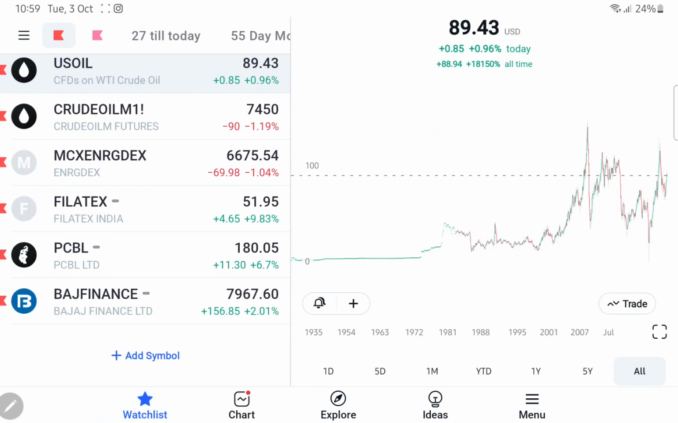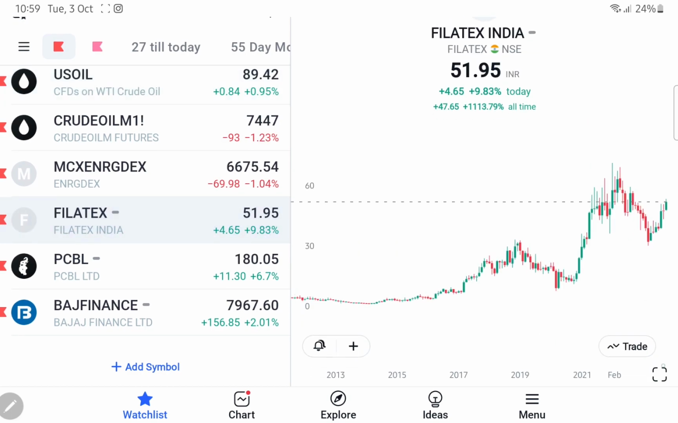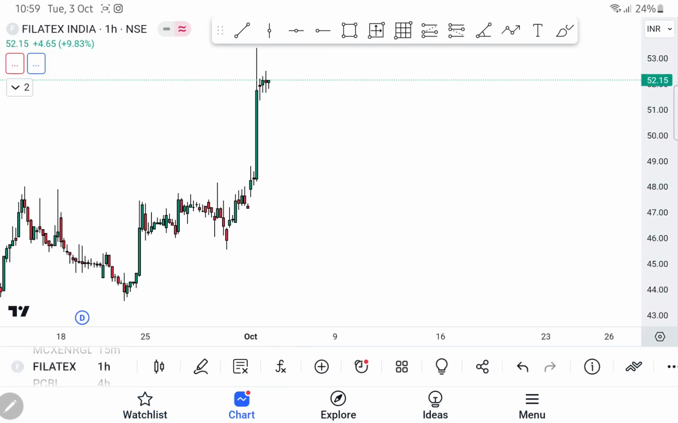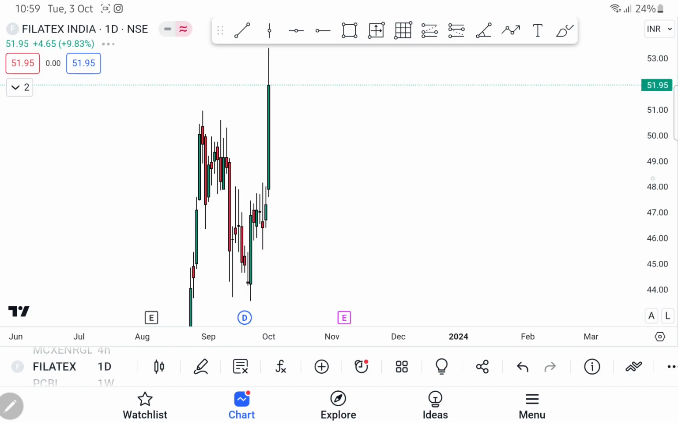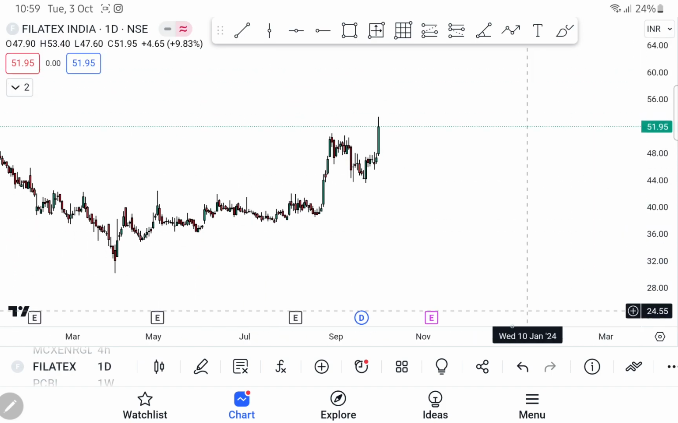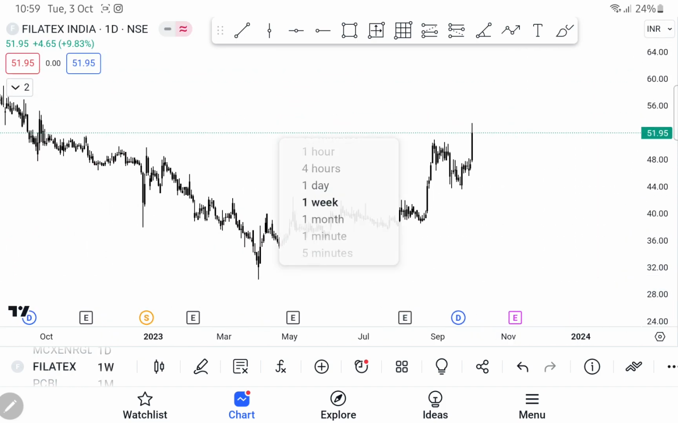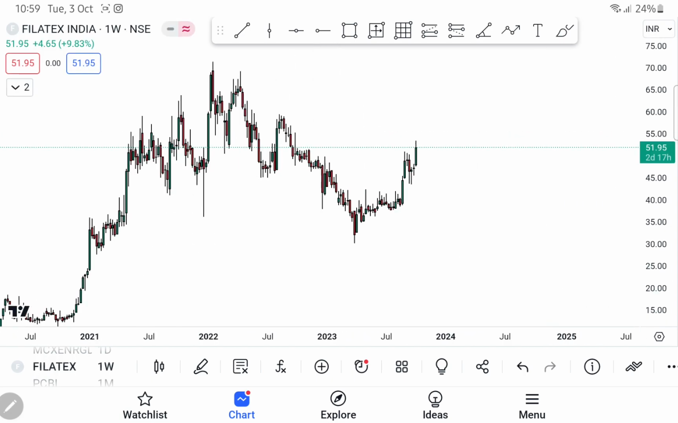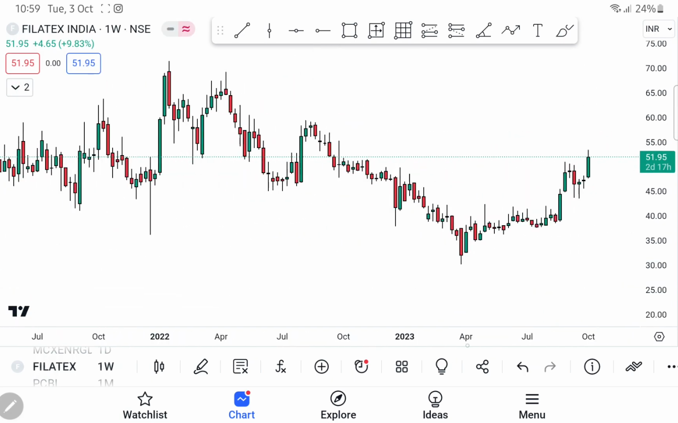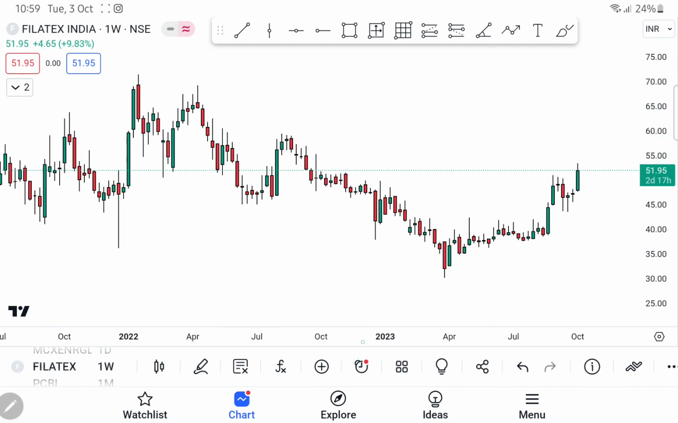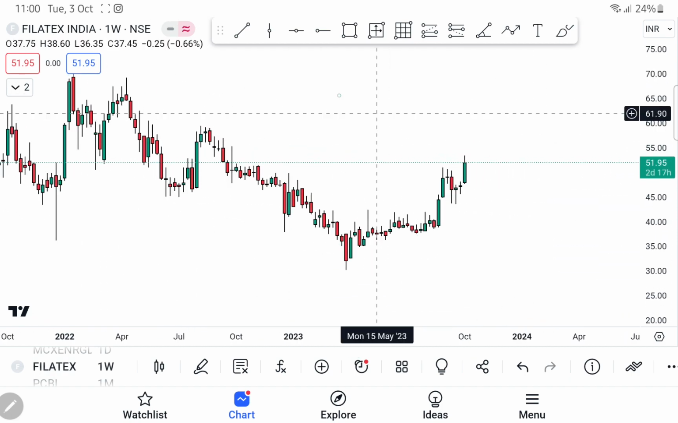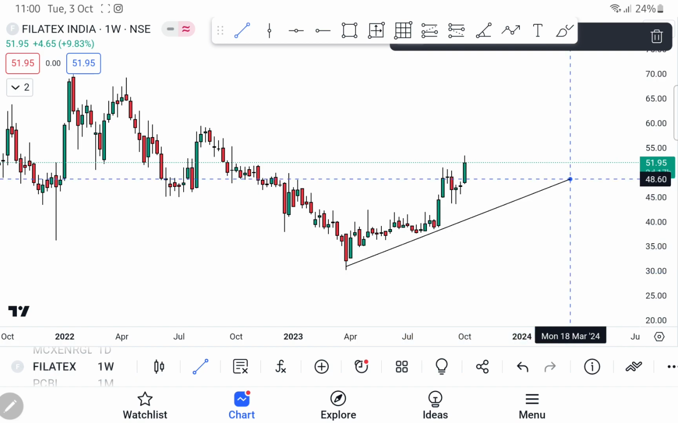Next we have 3 stocks for swing trading. One is Flat text. Let me analyze it right here so it's easy. You guys can see I go to the daily time frame first, or I go to weekly or daily, the higher time frame. If you see this, it's on an uptrend. There are a few resistances which are totally fine, but it is going in an uptrend now.